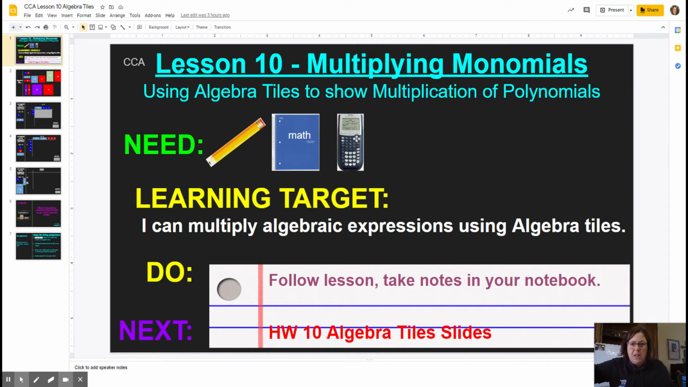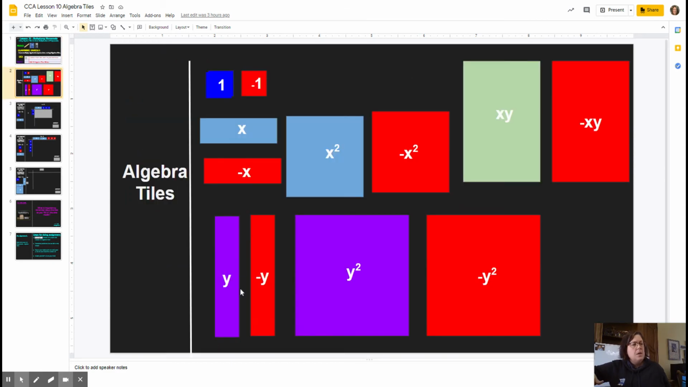Algebra tiles was actually something new to me when we started this program with the new curriculum. And the more I use it, the more I really like the fact that it offers up this visual. It's called an area model. It offers up this visual for multiplying polynomials. So slide 2 is just a reminder of what those tiles are, so when you go back to look at it, just in case you need to remember what they all look like.